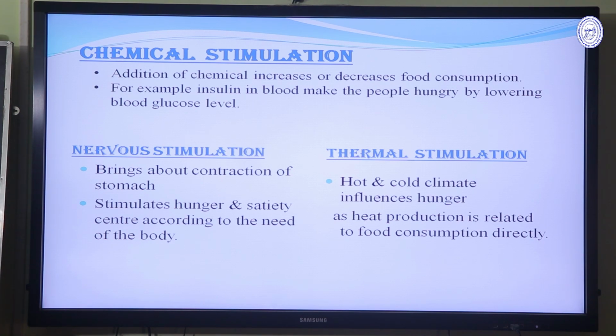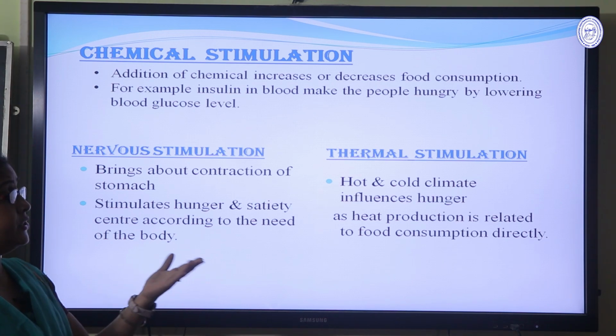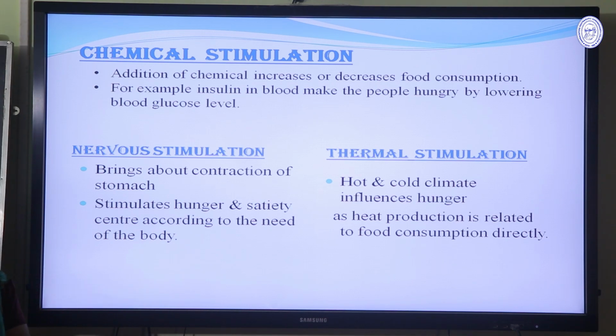Next comes thermal stimulation. What is thermal stimulation? Environmental temperature influences us to have food or not to have food, or to have some choices of our food. It has been observed that as heat production is related to food directly, the whole climate influences the consumption of high calorie food.